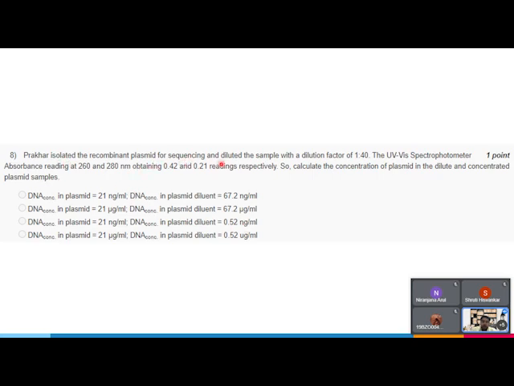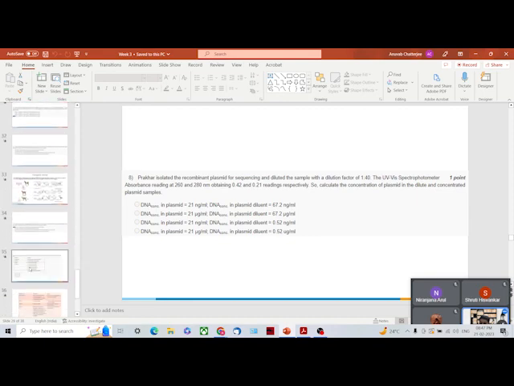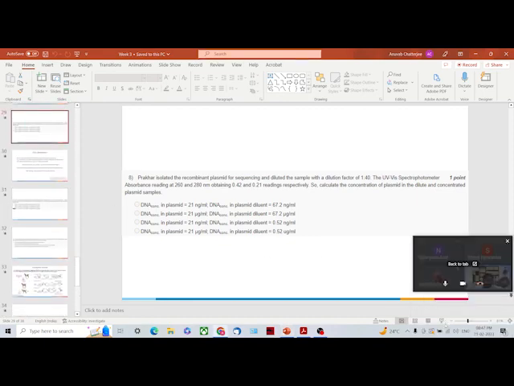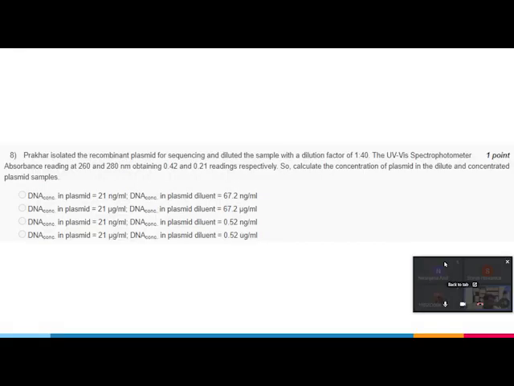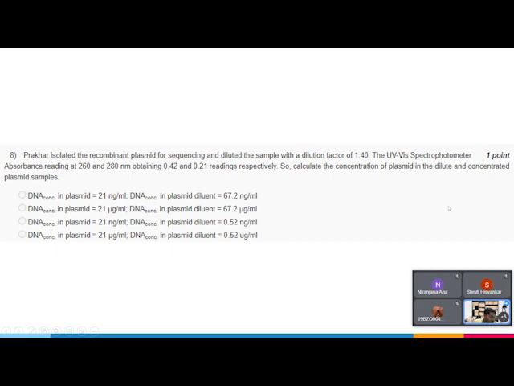Prakar isolated recombinant plasmid for sequencing and diluted the sample with a dilution factor of 1:40. The UV-visible spectrophotometer absorbance readings at 260 and 280 nanometers were 0.42 and 0.21 respectively. Calculate the concentration of the dilute and the concentrated plasmid samples. The options are given: DNA concentration in plasmid diluent 21 nanogram per milliliter, 67.2 nanogram per milliliter, and so on. Essentially this is a mathematics problem, and I would encourage everyone to try and calculate this.